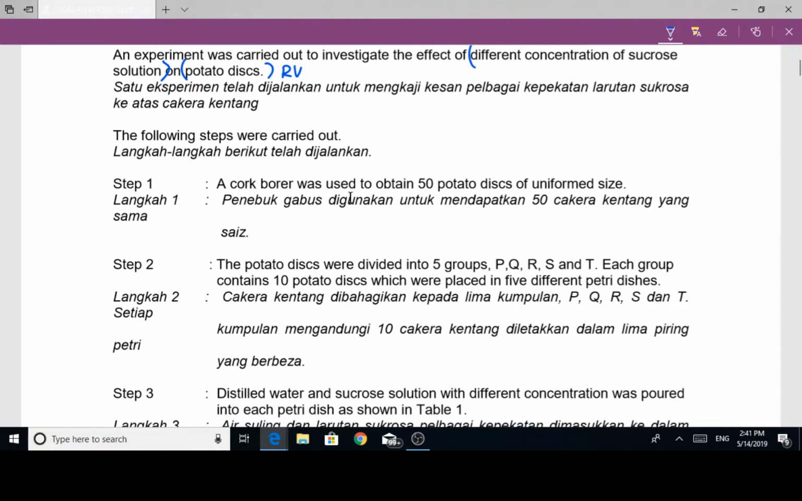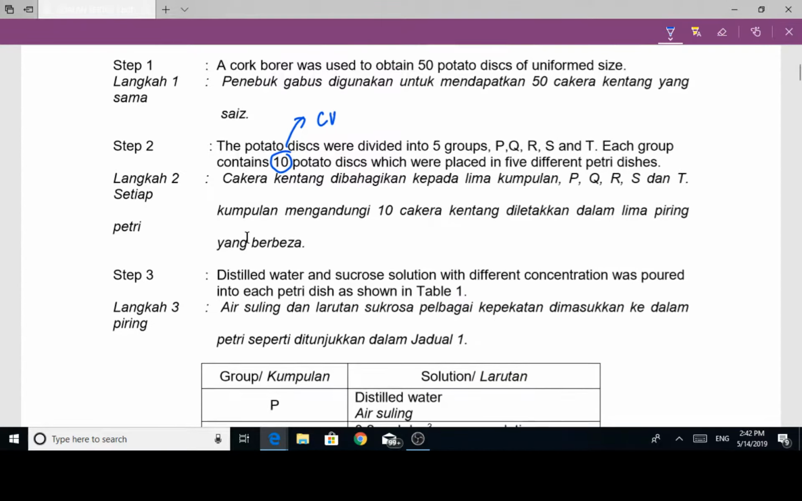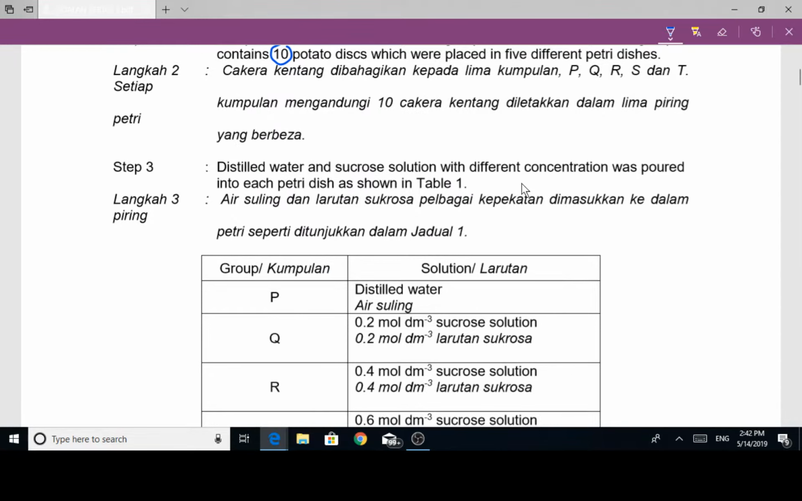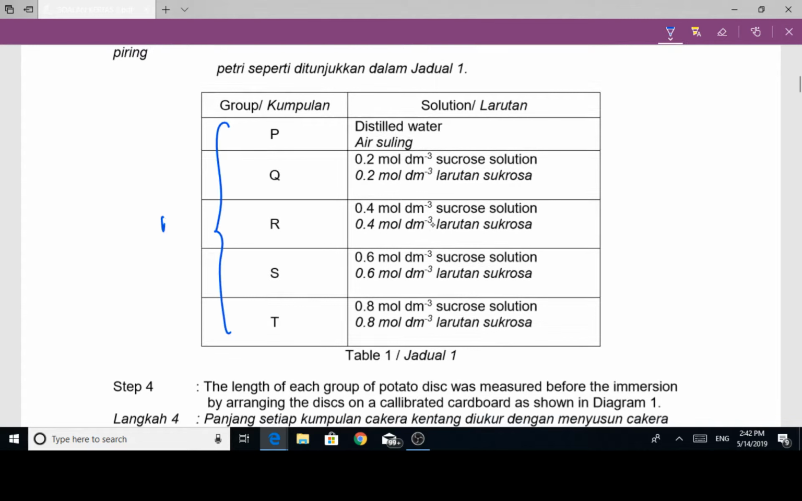Then step number 1, a cork borer was used to obtain 50 potato discs of uniform size. Then the potato discs were divided into 5 groups, P, Q, R, S, T. Each group contains 10 potato discs. Now, whenever you see figures, most likely they are the CV. So you need to make sure that you have 10 potato discs in a PQRST set. And then number 3, distilled water and sucrose solution with different concentrations were poured into each petri dish as shown in table 1. So you have your MV here. This is your MV.